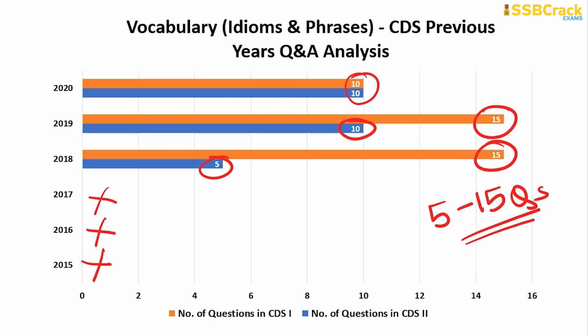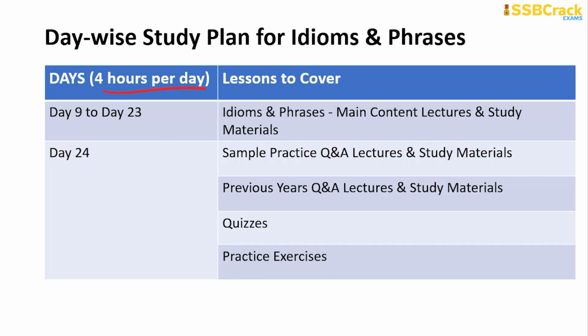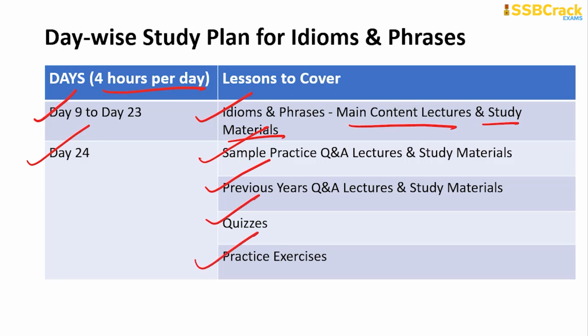So that is why it is another most important topic in your serious English paper. Right, it will carry a large amount of marks in the paper. Therefore, for idioms and phrases, contributing 4 hours per day, you need day 9 to day 23 to go through the whole long list of idioms and phrases in the main content lectures along with their study materials. On day 24, you need to go through the sample practice Q&A lectures, previous year's Q&A lectures, their respective study materials, quizzes and practice exercises.